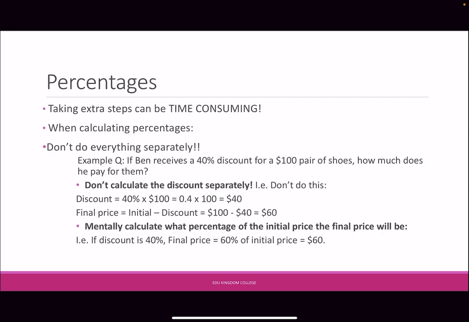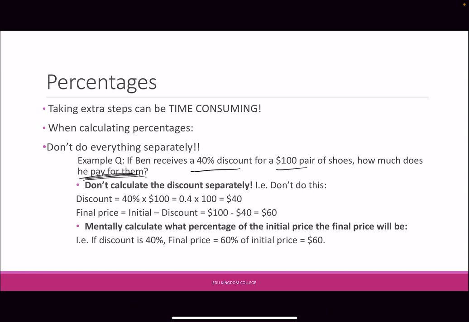Now, final tip is for percentages, and so percentages can also be time consuming. So if we take a look at this example, I think we've taken a look at this example like 3 times already, but let's just do it for anyone who's joining this week. We have a 40% discount for a $100 pair of shoes, and how much is the final price that is being paid for them?